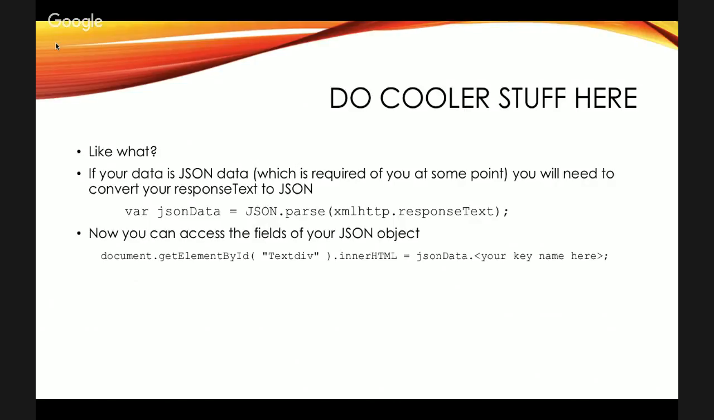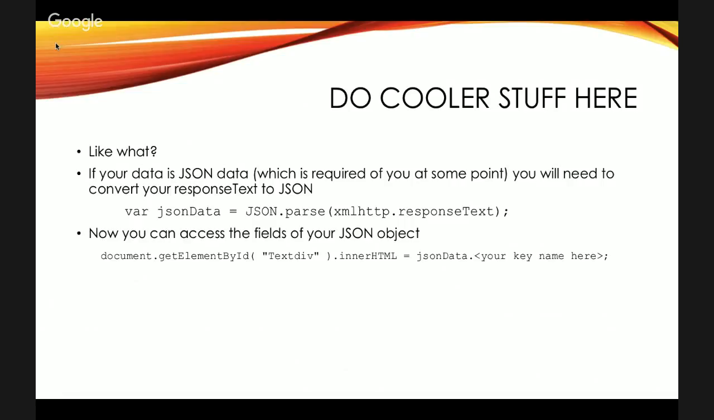Now, what if you want to do some cooler stuff? Because you definitely need to do more than that to do well in this class. So what you need to do is receive data in as a JSON object. The text comes to you as text, and you need to parse that to convert it to JSON. So you just simply use JSON.parse. And now JSON data is a JSON object.